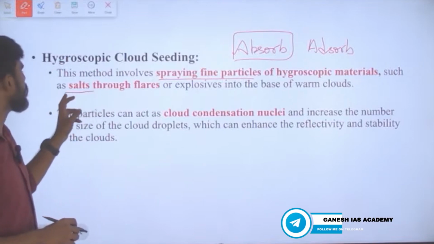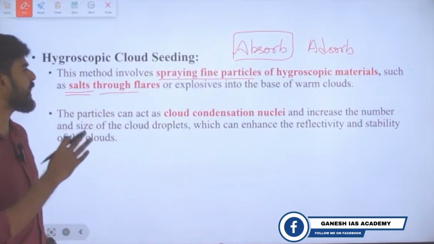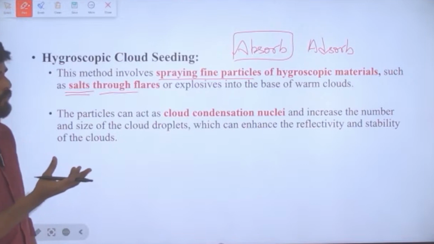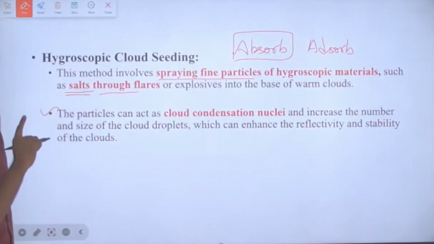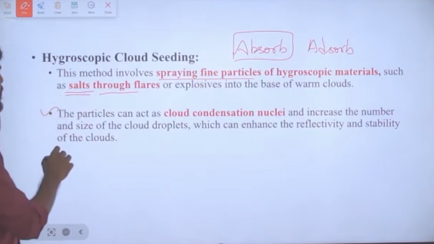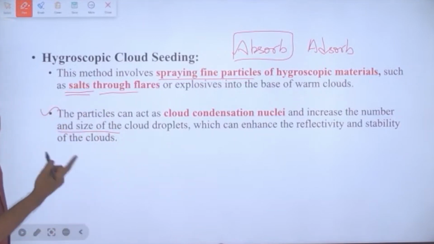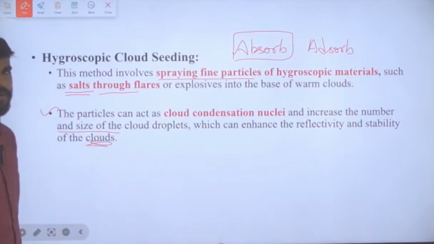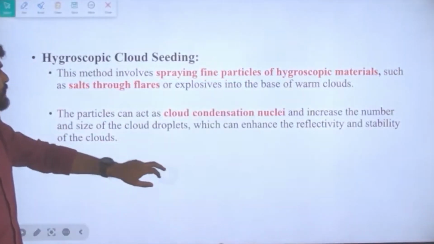And here the best hygroscopic material is salts. These salts are sprayed through flares or explosives into the base of warm clouds, and then the particles can act as cloud condensation nuclei, as we already saw, and increase the number and size of the cloud droplets, which can enhance the reflectivity as well as the stability of the clouds. So this is hygroscopic cloud seeding, the third variety.